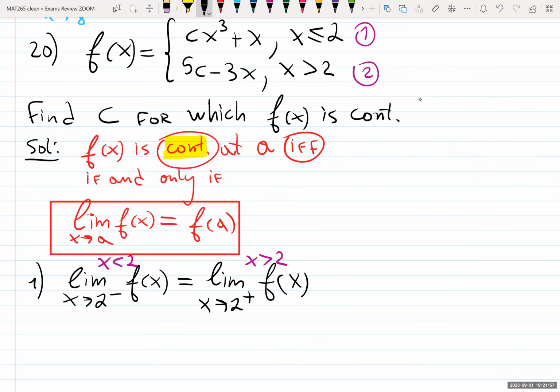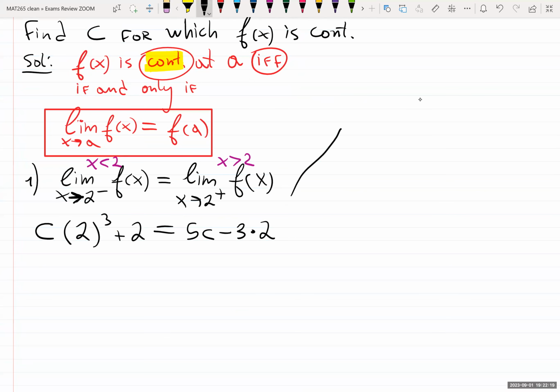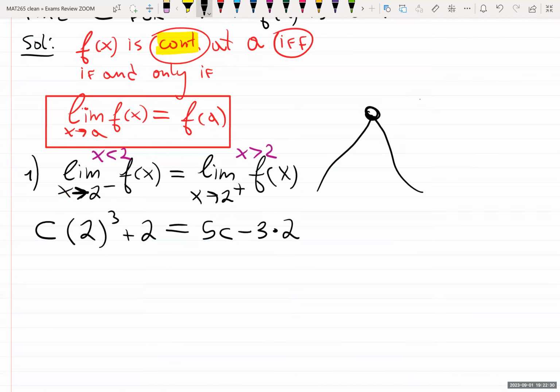So d, and you plug in your 2, because that's what we do with limits, right? 2 cubed plus 2, is it equal to 5c minus 3 times 2? We just need to make it equal to make sure, you know what's going on here? Left limit looks like this, right limit maybe looks like this. We want to make sure they meet. That's why we put the equal sign for the c, to make sure that they meet. And still maybe they meet at the hole. So that's why there is one more step after that.